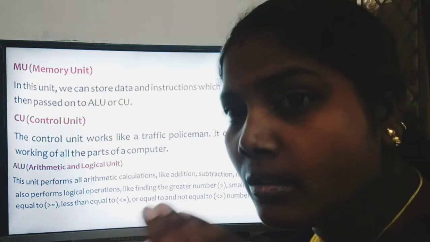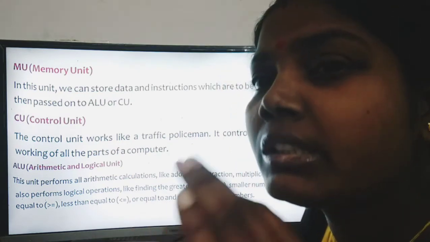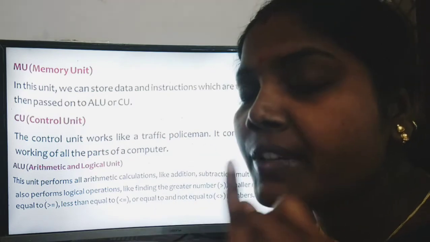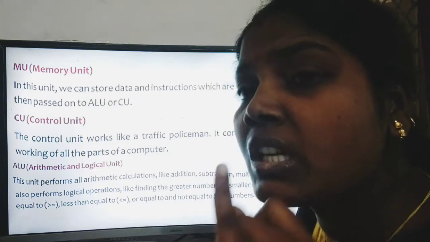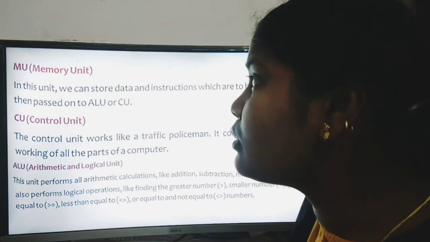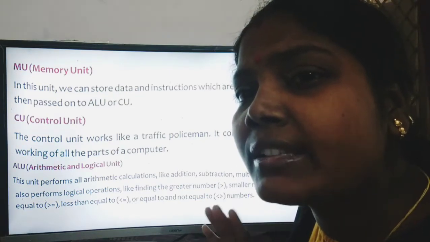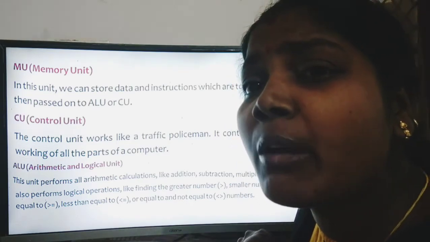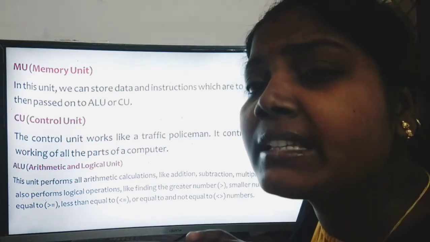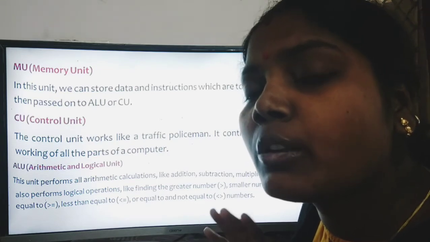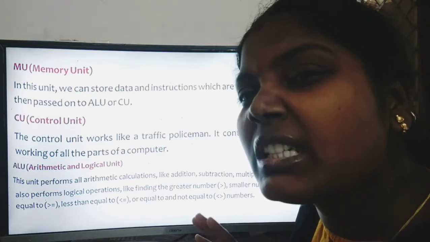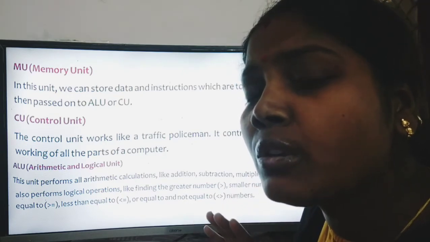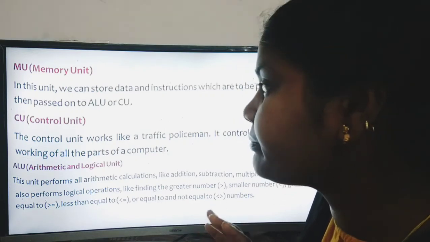So in the CPU we have three parts. The first one is the memory unit. In this unit we can store all the data and information. And the control unit has the power to control the system. It is linked to each and every part of the computer. If it does not work properly, then we have a problem doing work on a computer.